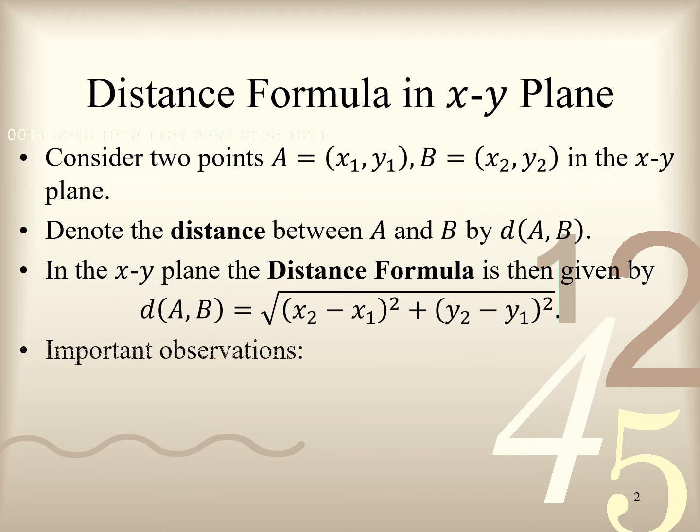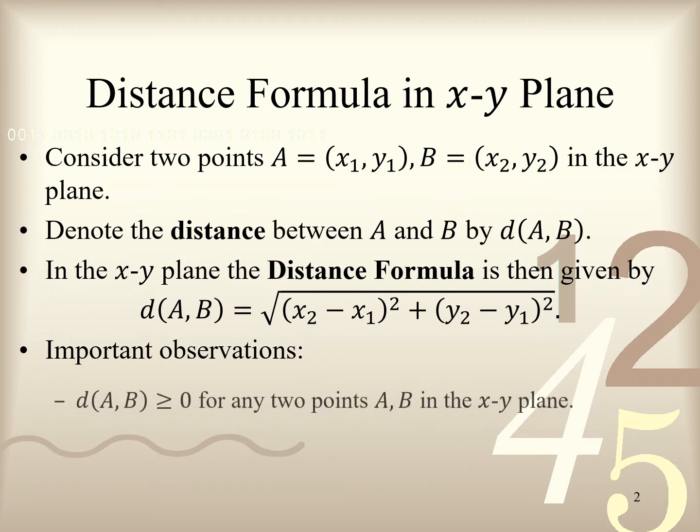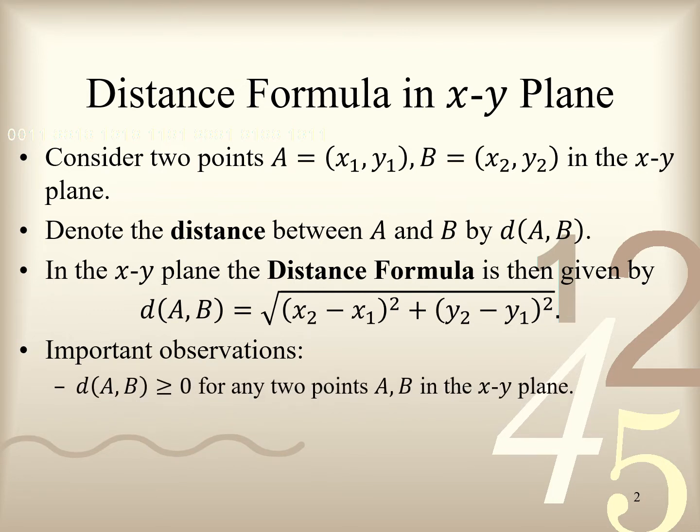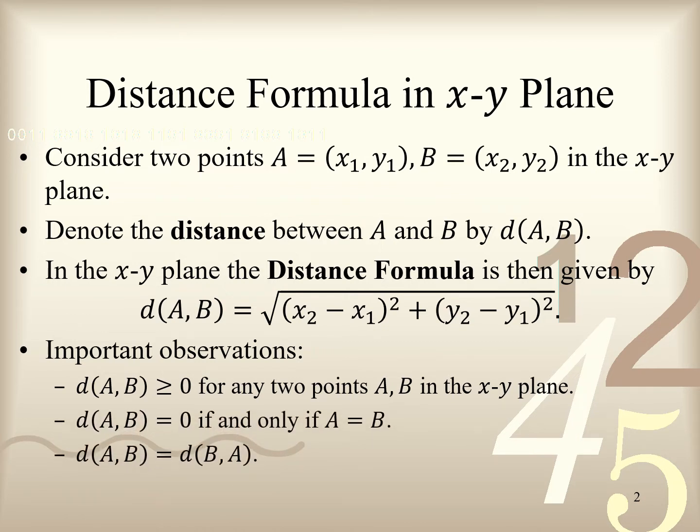Let's make some important observations. The distance between any 2 points A and B, in the xy plane, is always positive. That's why the distance formula uses the positive square root. The distance between the 2 points A and B is clearly 0 if and only if A equals B. It should also be clear that the distance between the points A and B is equal to the distance between the 2 points in reverse, that is, from B to A. I encourage you to verify this fact using the distance formula in the xy plane, now that I've introduced it.